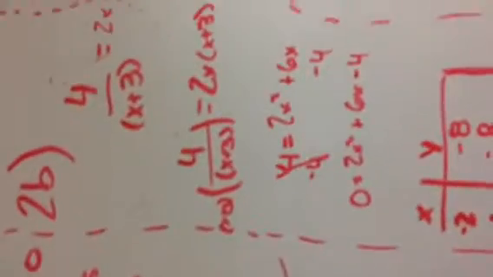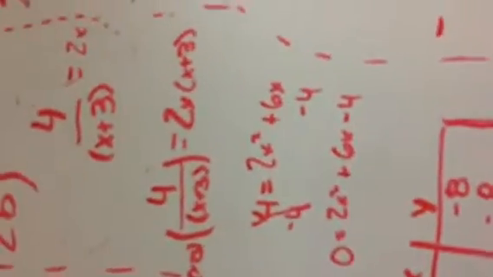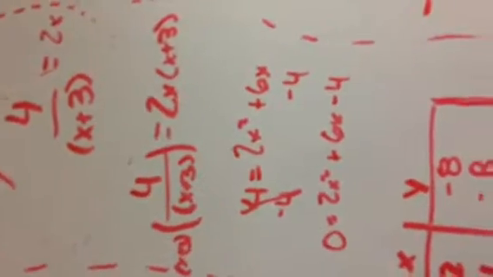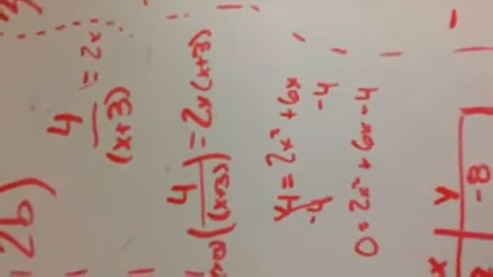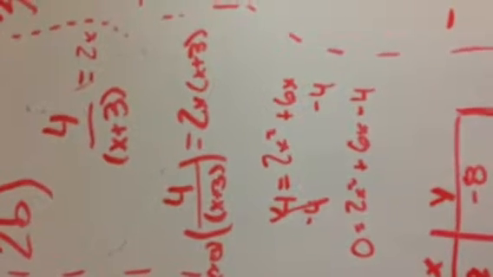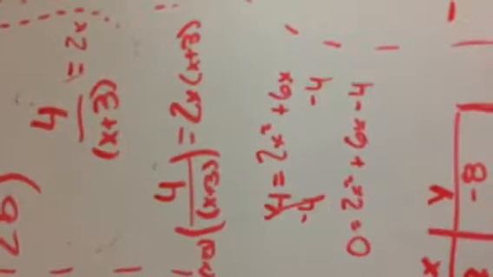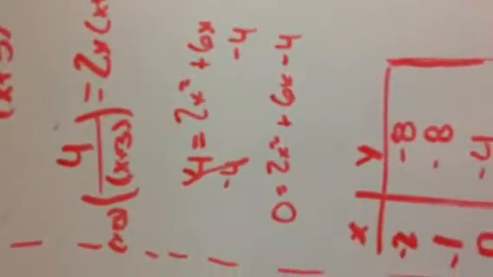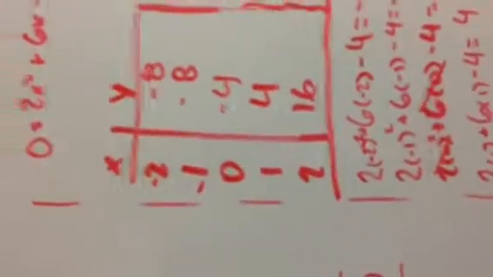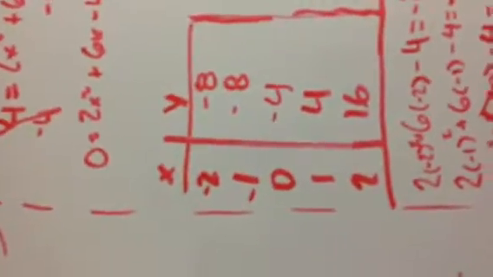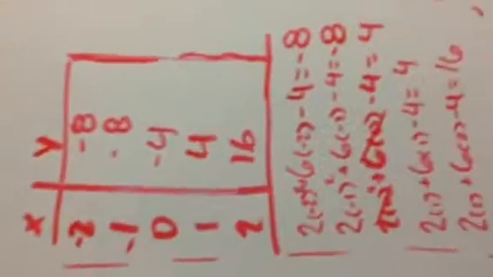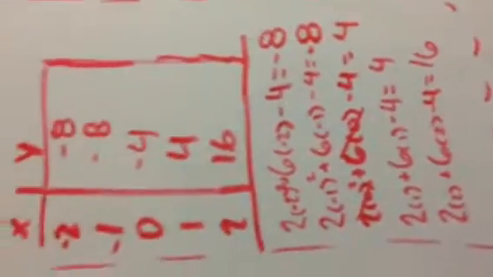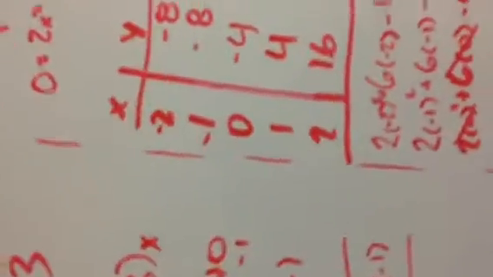Here's my table, which I created by, again, putting it into ABC form. I multiplied each side by x plus 3, and then subtracted 4 to get it in ABC form. From there I just plugged in the x values and got my output, or my y. So I created this table, and that proves that yes, it is even and you can solve it.